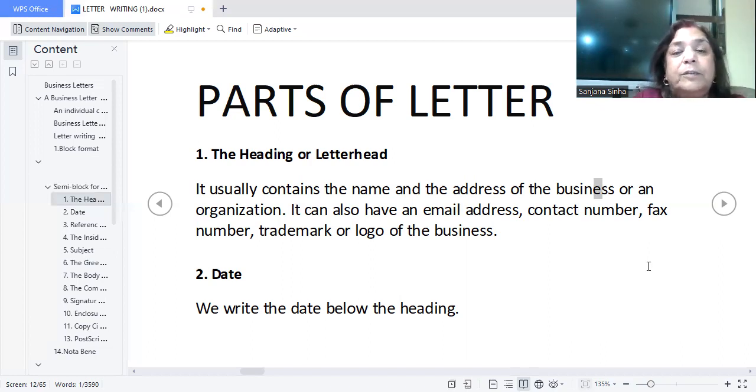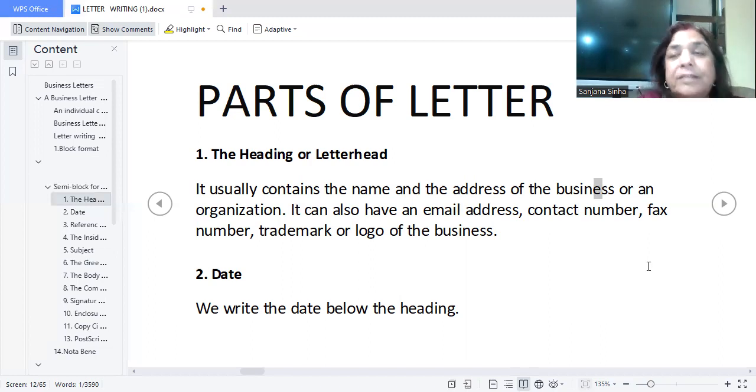In your exam, you may be asked to create a letterhead of a company. So what is the difference? Heading means your name, your address. So the first thing you write in a letter is that. You will write your name and your address on a plain sheet of paper. It means when you're not working anywhere, you are applying. So you'll write your name and your address. This is called the heading.